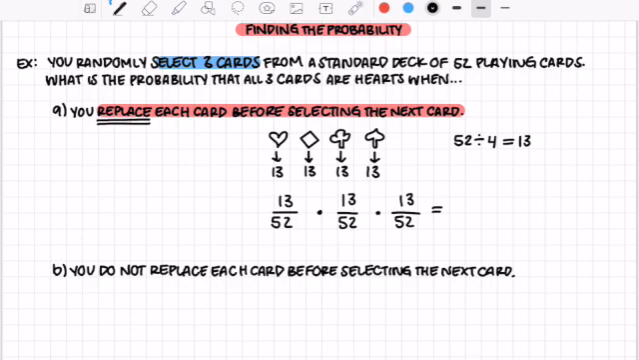And so once I multiply all those together, that's just going to equal 1 over 64. And that would be my final answer.